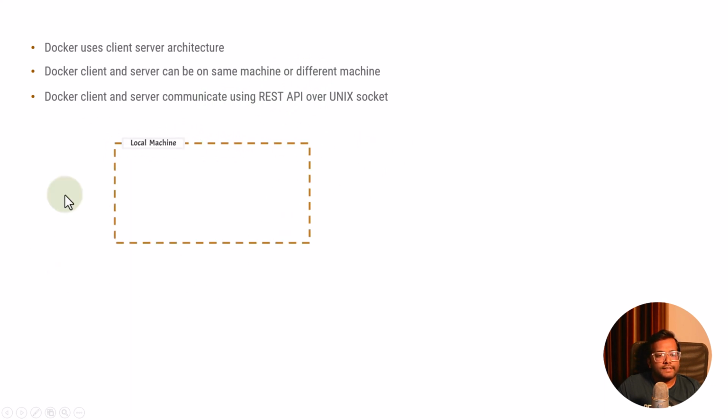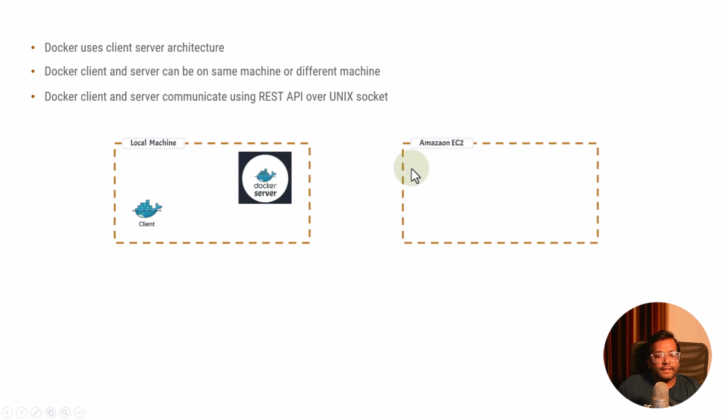The client will call the REST API on the Docker server and it will get a response from the Docker server. Let's say this is my local machine and we have a Docker client here. Then we can have a Docker server on the same machine, or we can have it on a different machine. Another machine can be an Amazon EC2 instance where we have already installed Docker and the Docker server is running. So this client can connect either to my local Docker server or to the remote Docker server using the Docker daemon configurations, and then do the communication using the REST protocol.